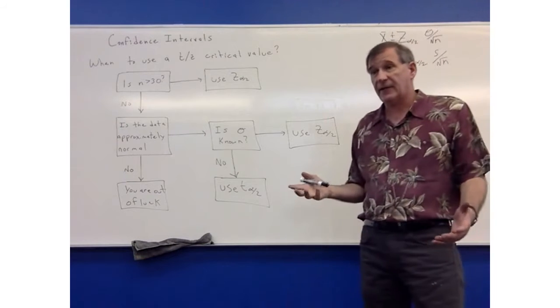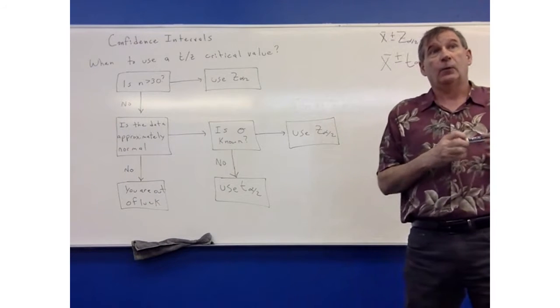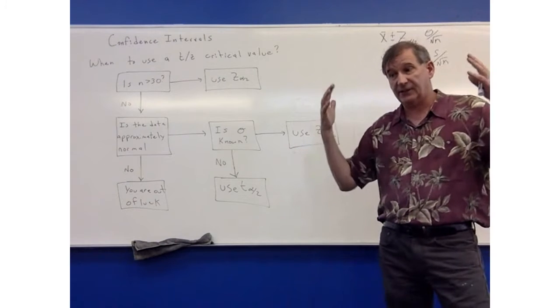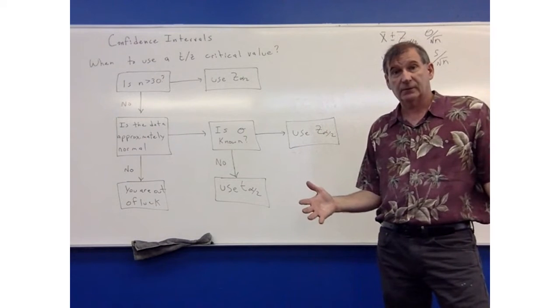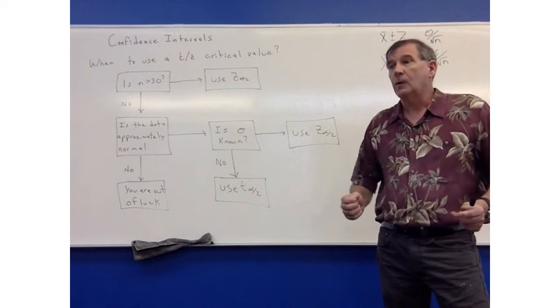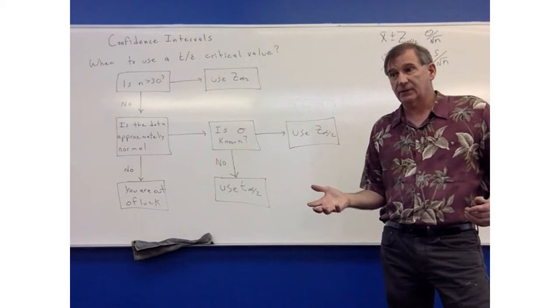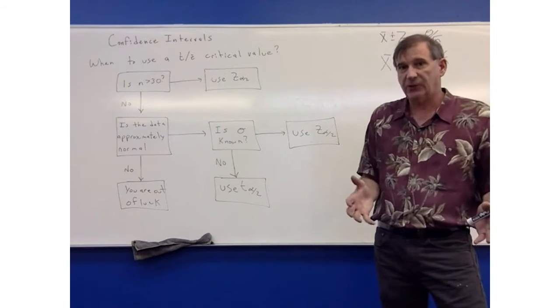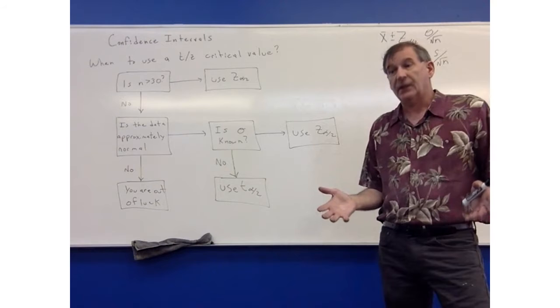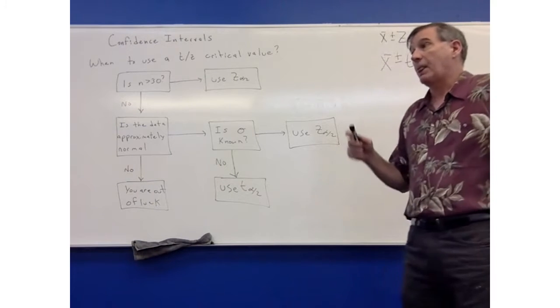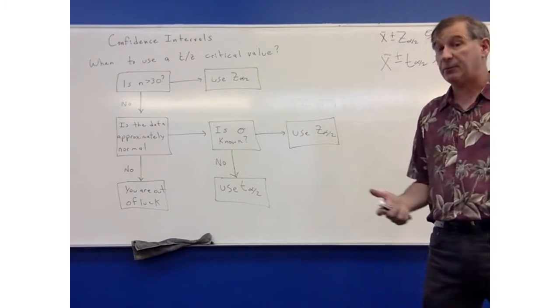Now, with a Z critical value, a couple of things are going on. We either have a large sample, N is bigger than 30, which means the standard normal table is accurate, or we have sigma and a normal distribution, which means the standard normal table is accurate. Now, when we're missing those things, we've got a problem.